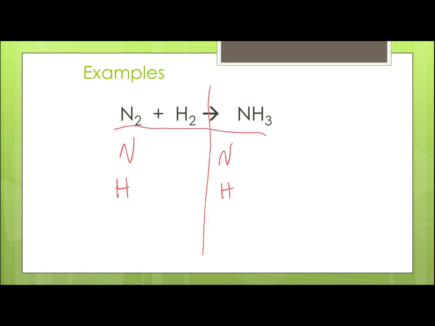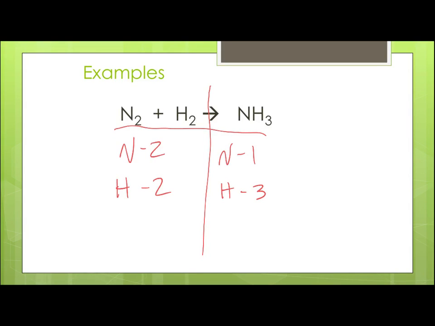Once we have our list on both sides, then we start to count. We use our subscripts to tell us how many we have of each. And so we have 2 nitrogens on the left side. We have 2 hydrogens on the left side. We also are going to count on the right side. We have 1 nitrogen, we have 3 hydrogens.